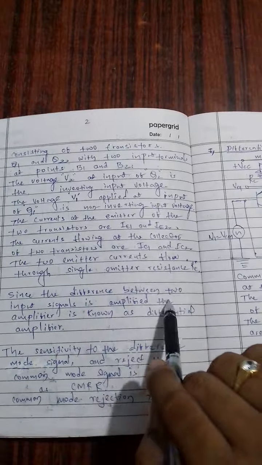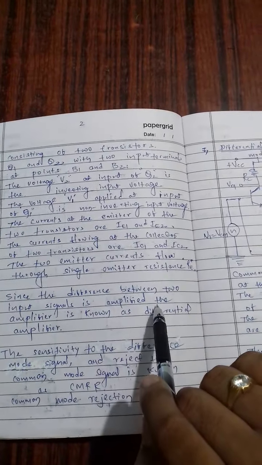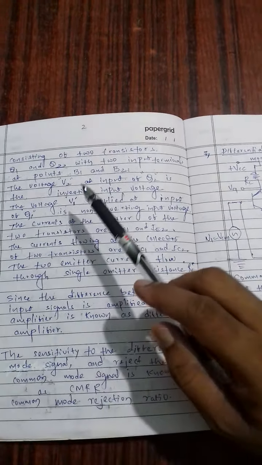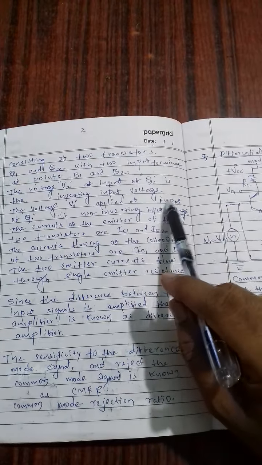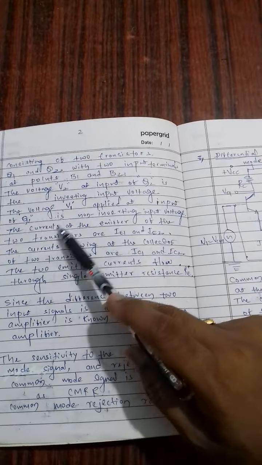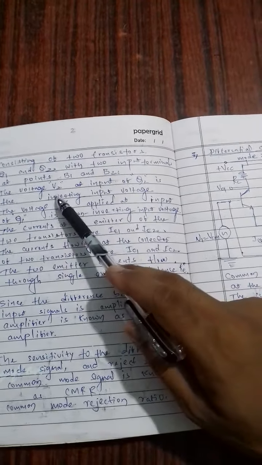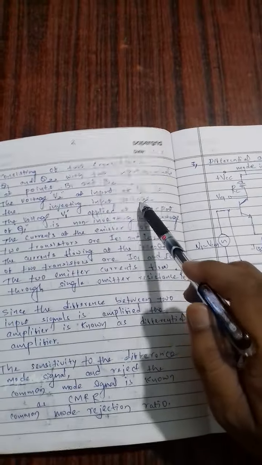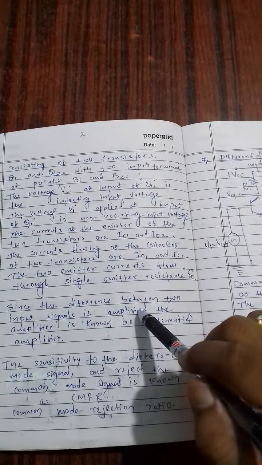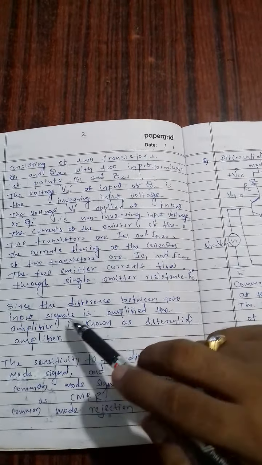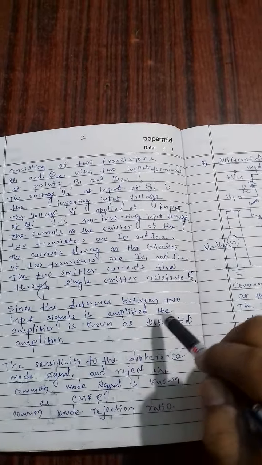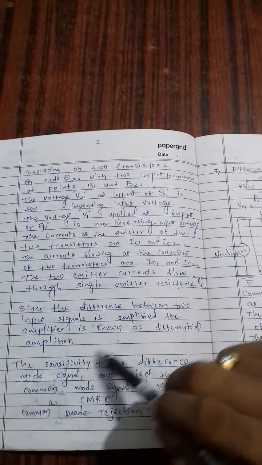Since the difference between two input signals is amplified, because V1 applied at the input of Q1 is the non-inverting input voltage and the voltage V2 at the input of Q2 is the inverting input voltage, the amplifier is known as the differential amplifier.